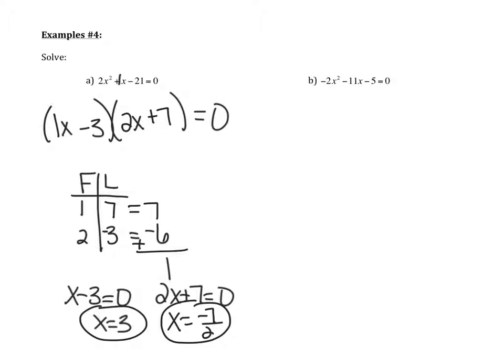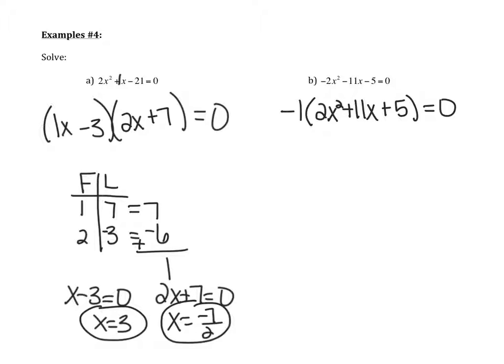Moving on to part B, we have negative 2x squared minus 11x minus 5 equals 0. So here again, we have a negative number in front of our squared term. Whenever your first number is negative, you must factor it out. So our first step before we do anything is to take that negative 1 out. So I'm going to take negative 1, which remember, like we said before, just changes everything in your trinomial to its opposite. So instead of minus 11x, we got plus 11x, and instead of minus 5, we have plus 5.